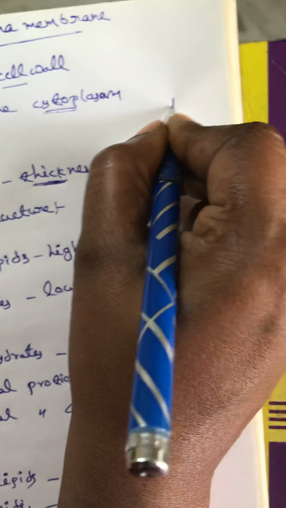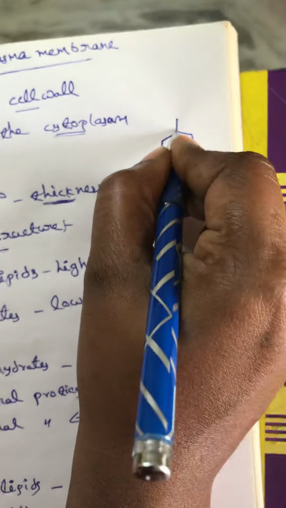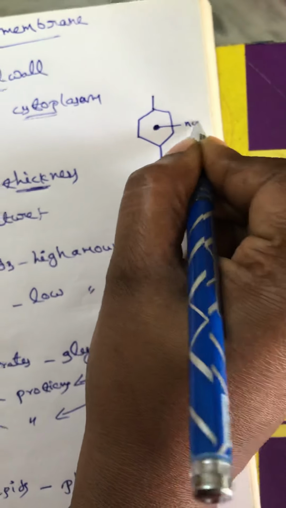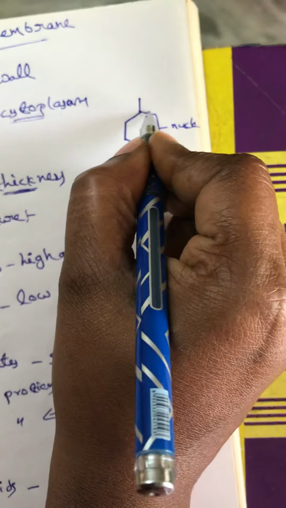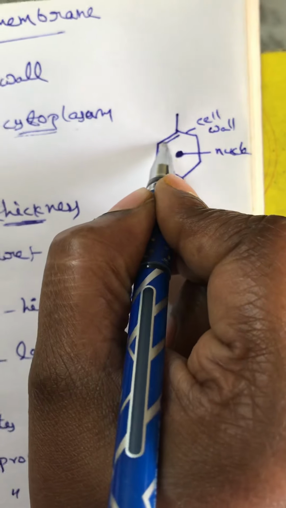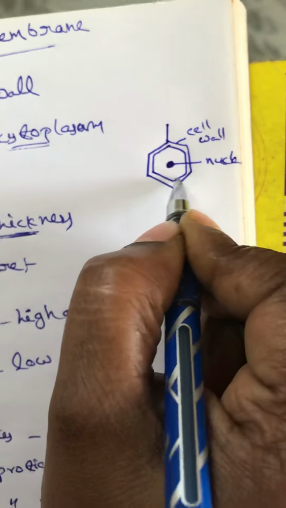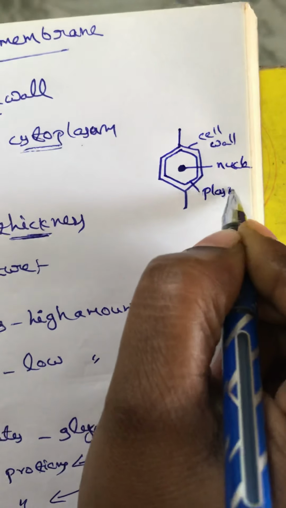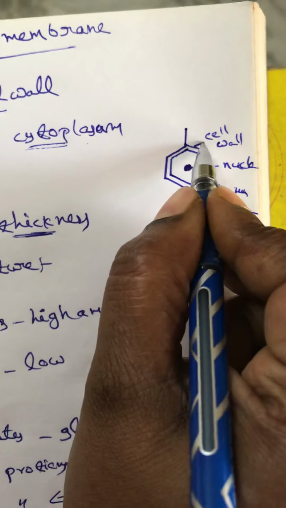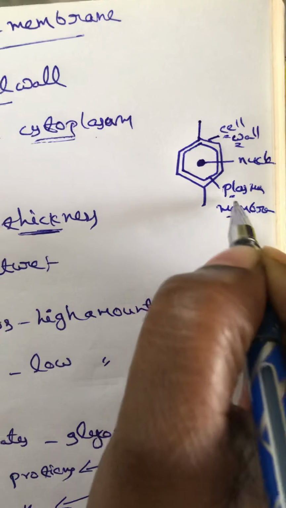First of all, you observe this is the cell of the plant. The middle region is the nucleus. Then this is the cell wall. This is the plasma membrane. That means the outermost layer of the cell is called the cell wall, and the second one is the plasma membrane.